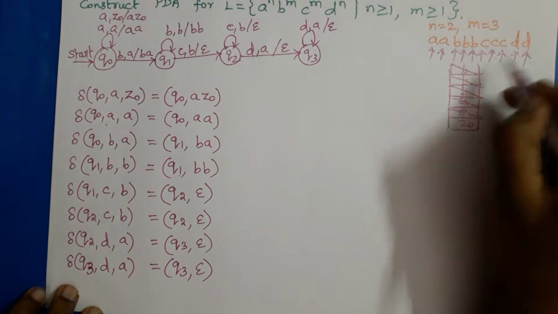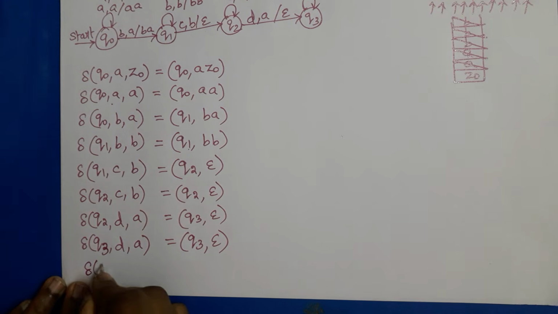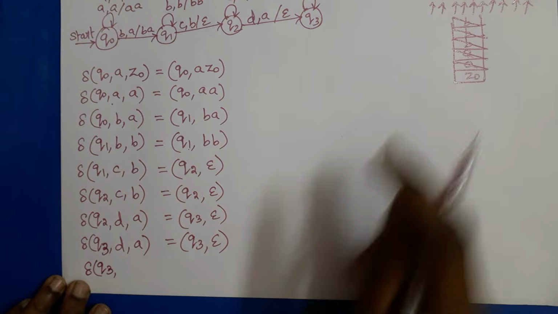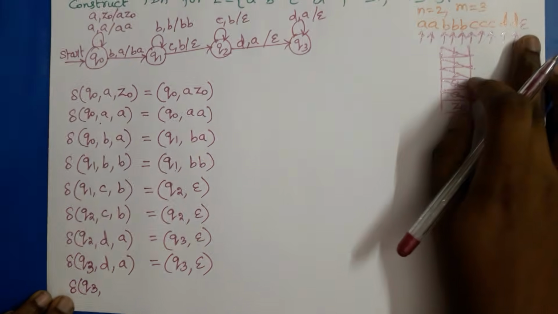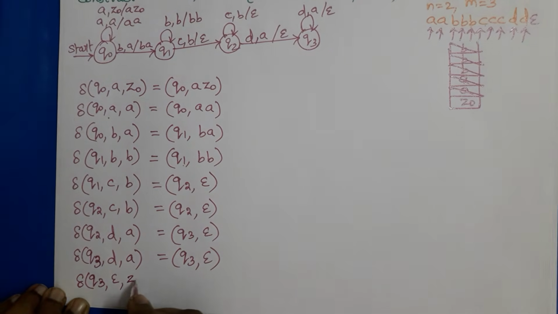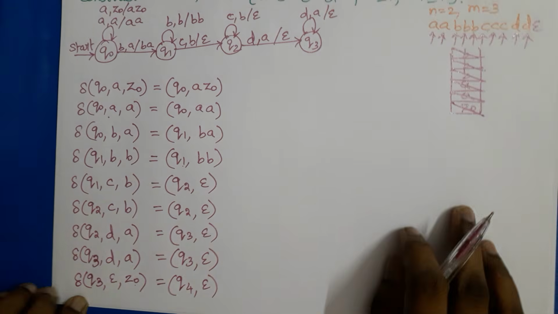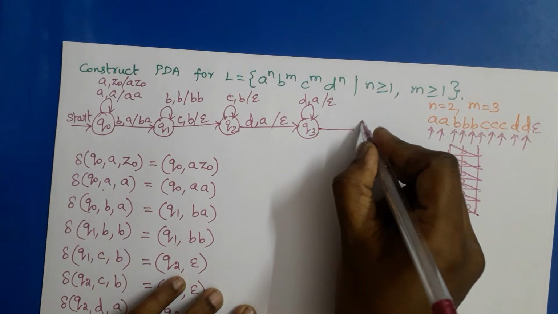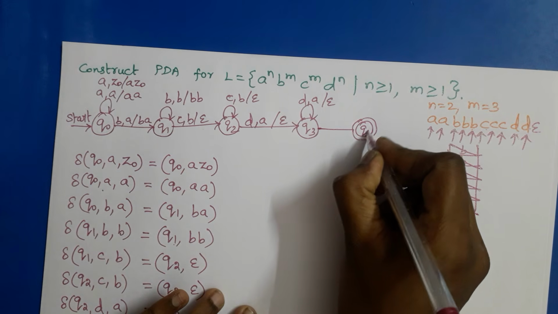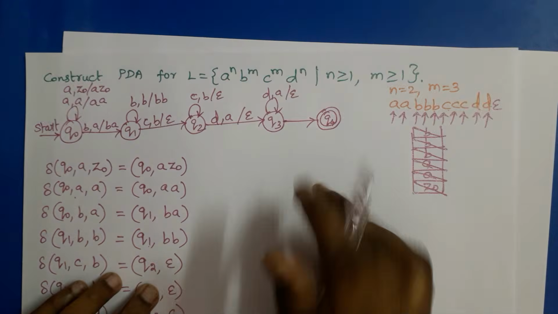Now the input symbols are fully consumed. So now the next symbol is epsilon. Current state is Q3, next input is epsilon, and what is the top of the stack? Z0. So we can go to the final state Q4 and we can empty the stack also. So this is also popped from the stack. So final state Q4. From Q3 to Q4, epsilon comma Z0 slash epsilon.